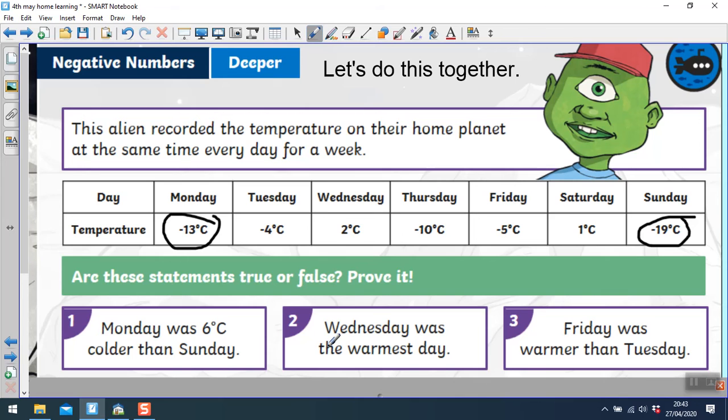Number 2. Wednesday was the warmest day. So we've got negative 13, negative 4, 2, negative 10, 5, 1, negative 19.